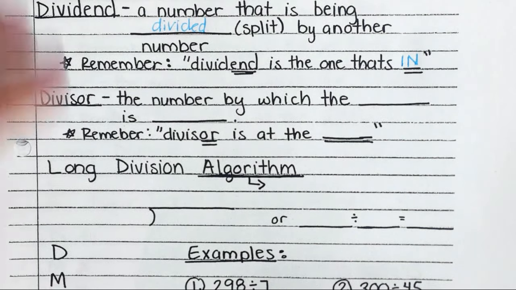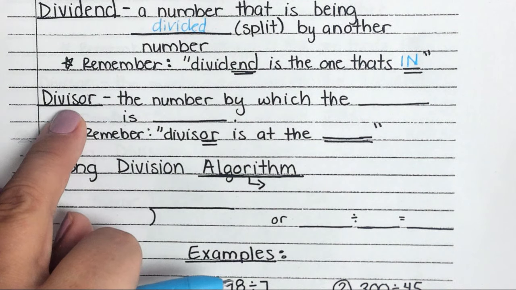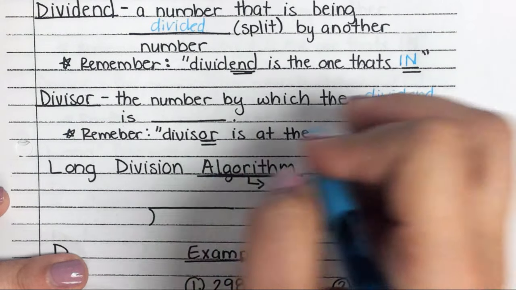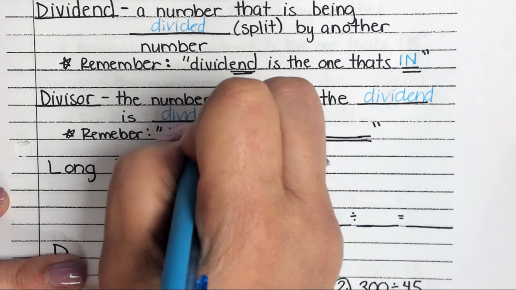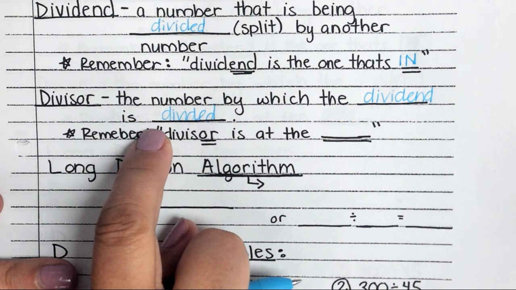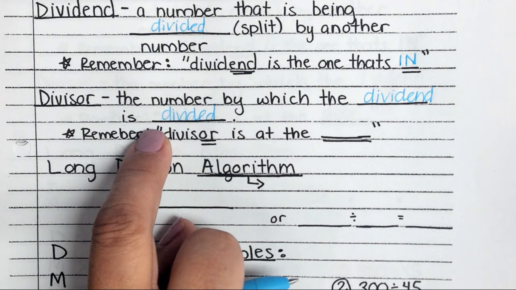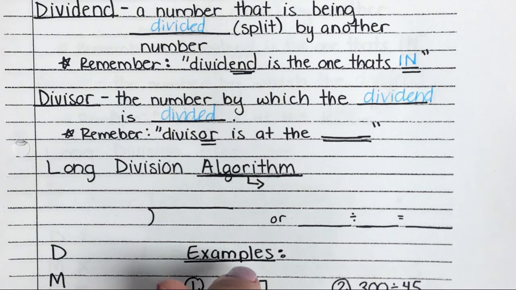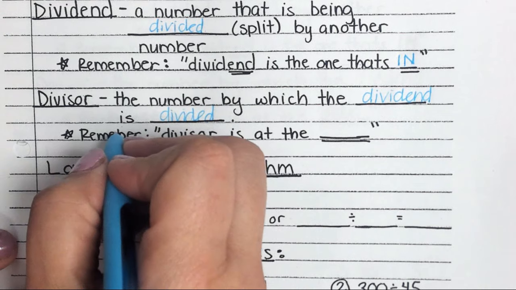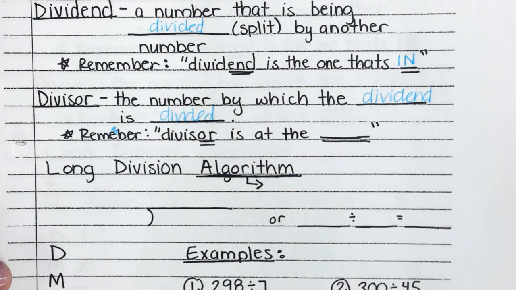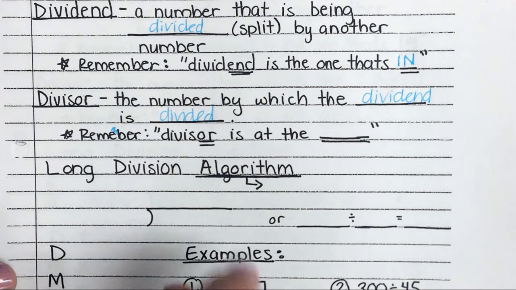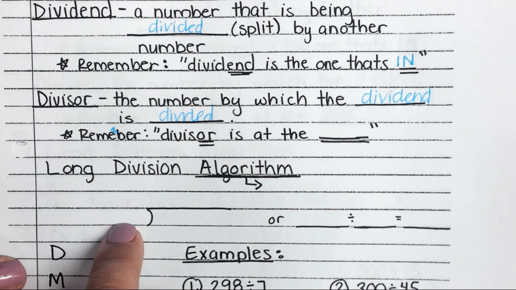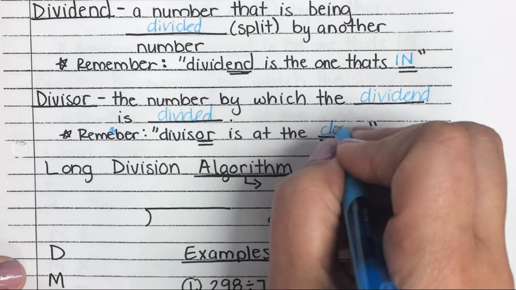And of course, our divisor, the divisor is the number by which the dividend is divided. So that would represent your 5 friends. So 50 jelly beans is your dividend. Divisor would be the 5 friends. Do squeeze an M in there. I didn't write this one out, but squeeze that in there. The divisor, to help you remember it, we can always say he is at the door. So the divisor is at the door.